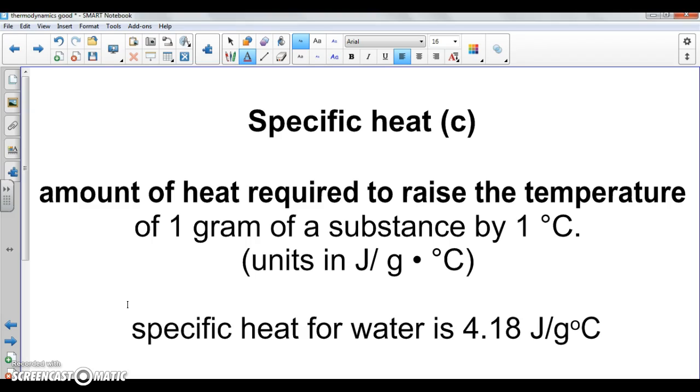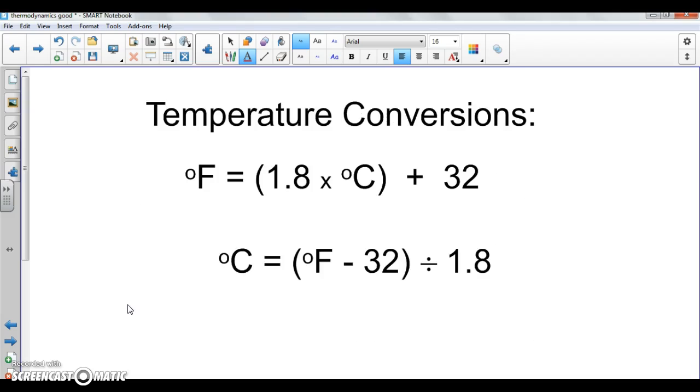Also, on this slide, specific heat, you will notice that I have given you the specific heat of water, 4.18 joules per gram degree Celsius. That is on your blue card, and it's a number that you will come to know just because we'll use it so much. A couple other things you should know. You should know how to convert temperatures. Temperature conversions are here. If they're not on your blue card, I would suggest you pause the video and add them to your blue card.